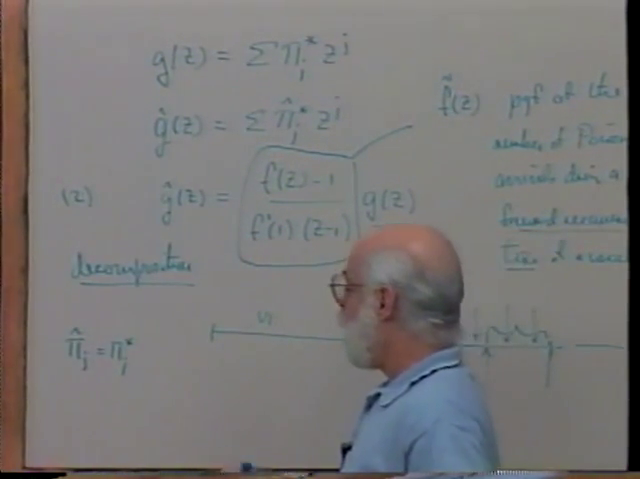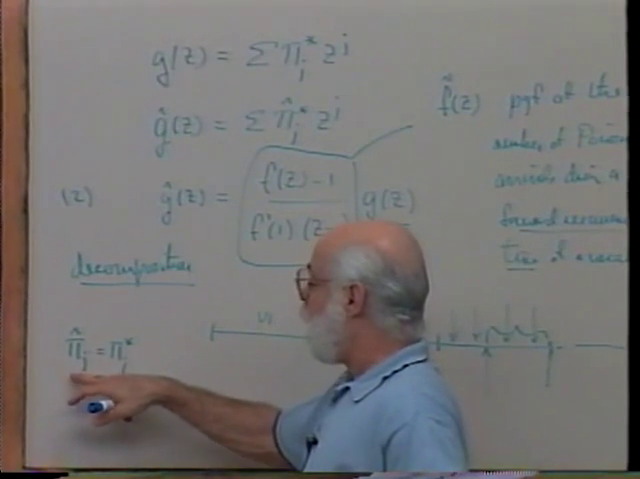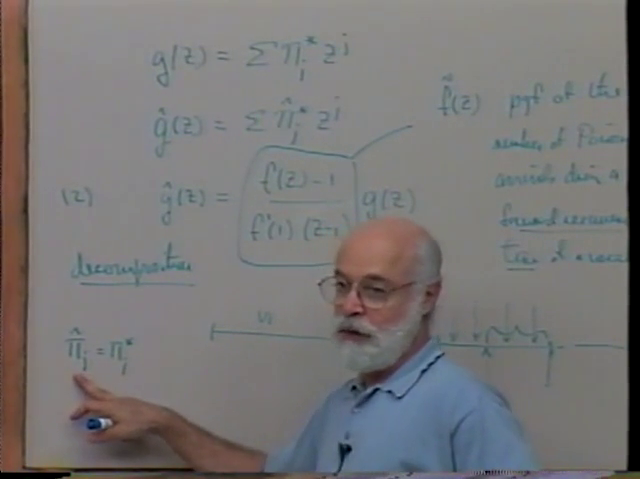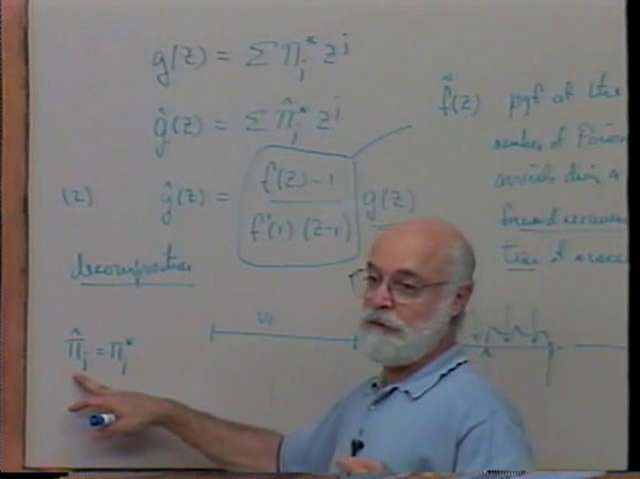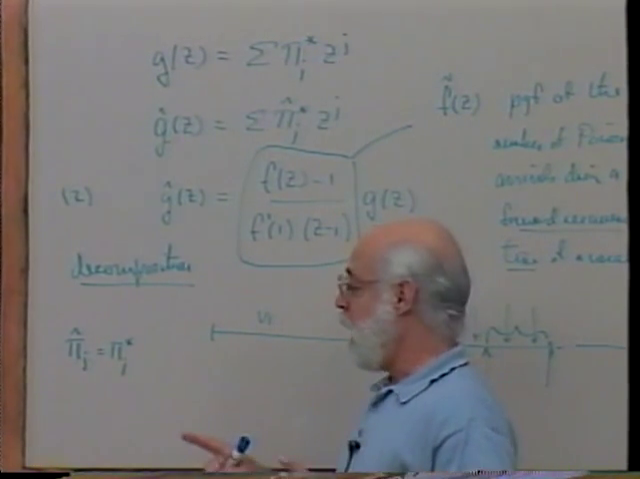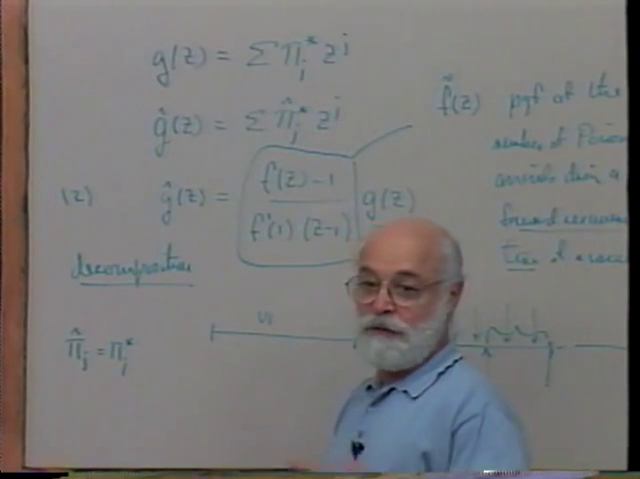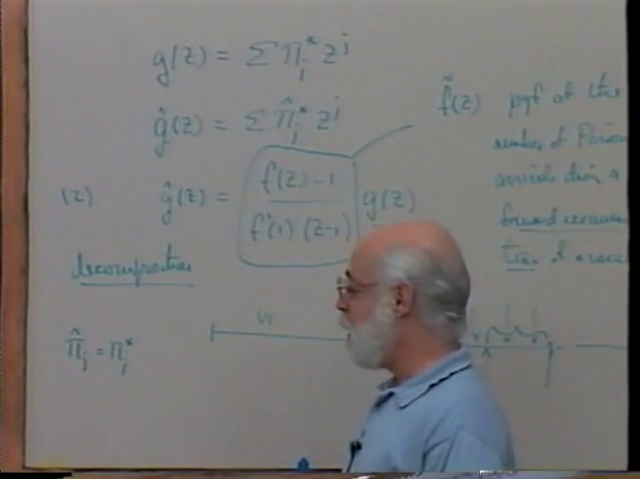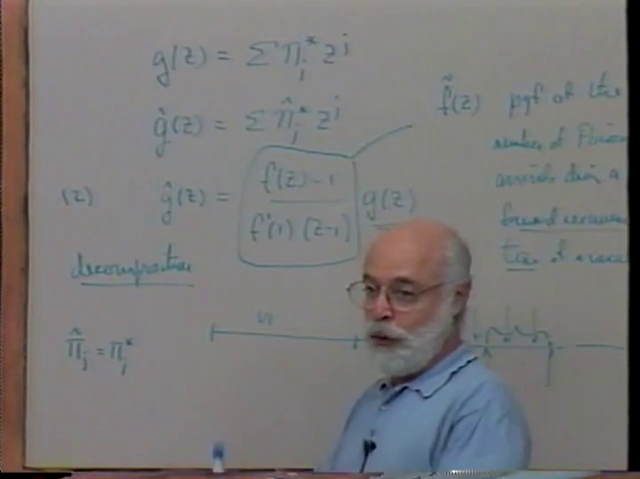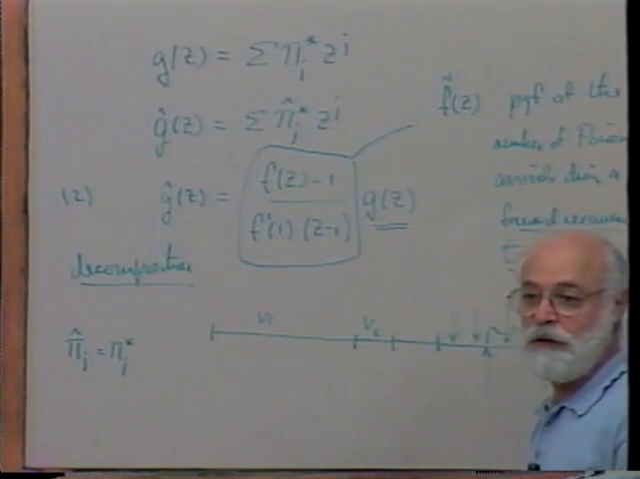And therefore, what this says is that when a customer arrives in the vacation model, the number that he finds in front of him can be viewed as a sum of two pieces. One is the number that he would find if there were no vacations, and the other is the number that arrived during a partial vacation, an interrupted vacation.